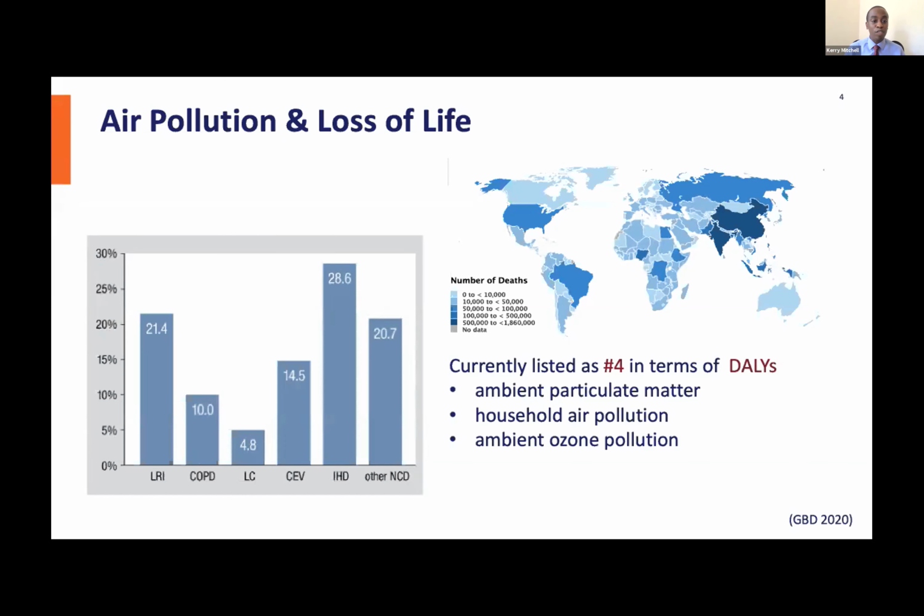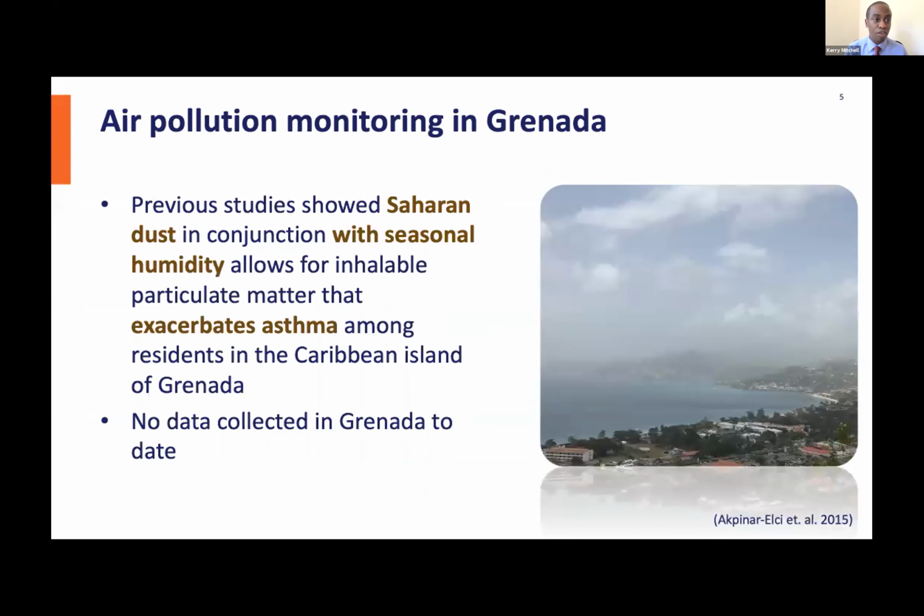Now, in Grenada, we have not been able to do much research in this area. A couple of years ago, it was started, and a researcher was able to confirm that indeed Saharan dust events, in conjunction with seasonal humidity, would exacerbate asthma. So persons who are sensitive to these types of pollutants are likely to see the effects. The problem is we did not have equipment at the time to collect this data, so the samples were actually taken from Barbados and estimated on the island, but it was a very valuable initiating piece of research that really highlighted some of these problems that we are facing here.